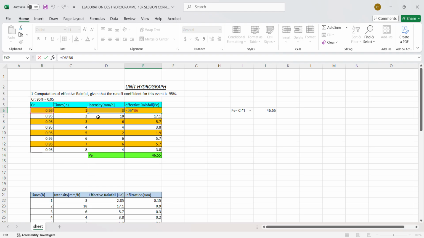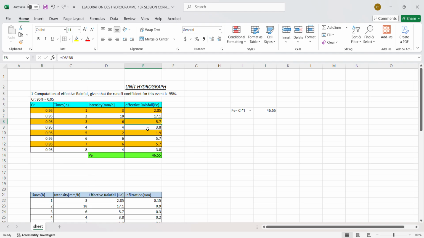For the first value we have 3 as intensity, and 0.95 as our runoff coefficient. I got 2.85. The second step is the same. The first value is intensity 18 millimeter per hour, times the runoff coefficient, and I have 17.1.